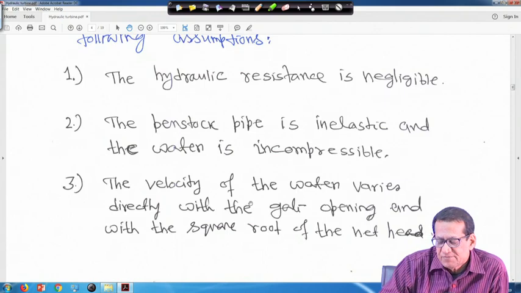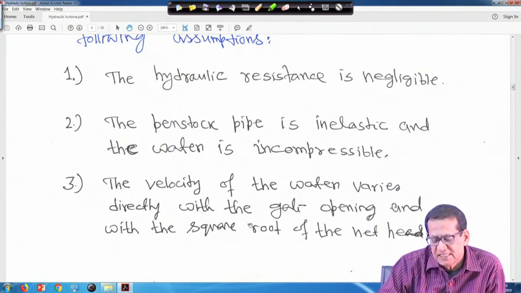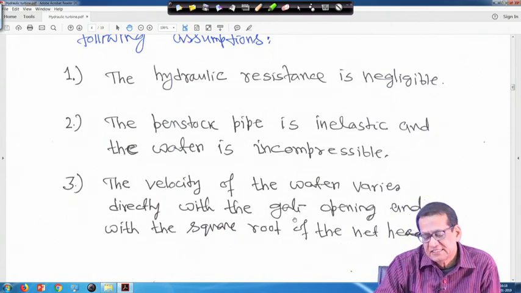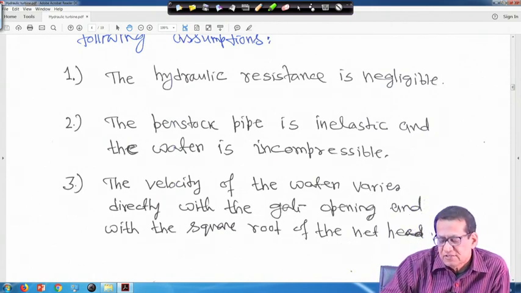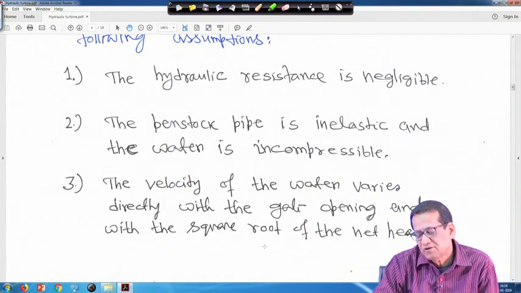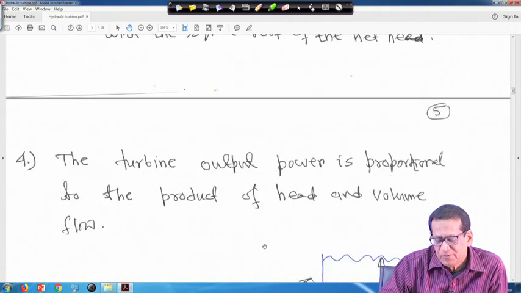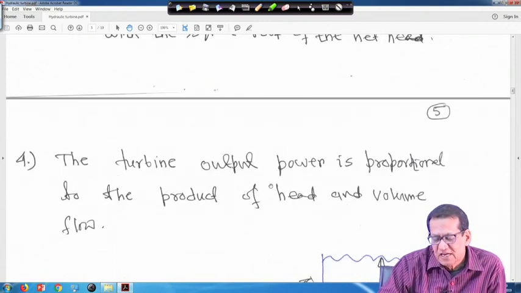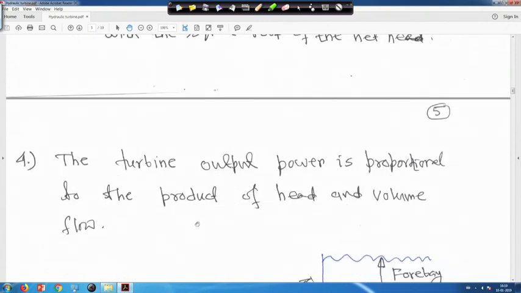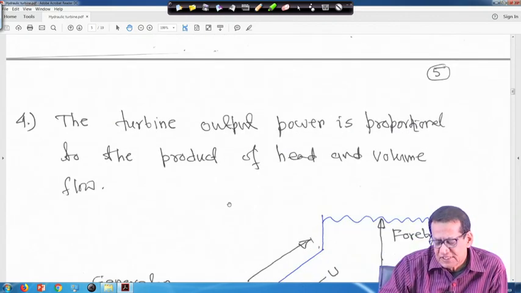Now, number 3 is that the velocity of the water varies directly with the gate opening and with the square root of the net head. This is important. So, it is actually velocity of the water varies directly with the gate opening and with the square root of the net head, right. And number 4, the turbine output power is proportional to the product of head and volume flow. So, based on these things only we will try to make our assumptions.